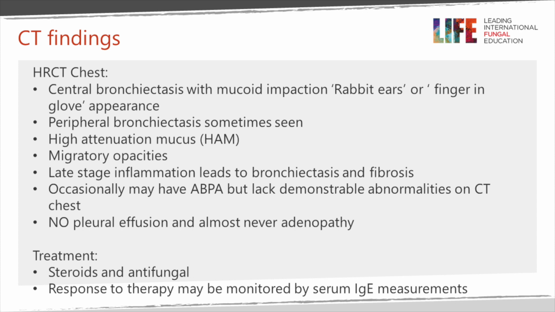Sometimes you will see peripheral bronchiectasis, but it's not as characteristic. And one of the most helpful features you see on a CT scan is high attenuation mucus. I'll show that in more detail on the next slide. Sometimes you'll just get migratory opacities where plugs which are less tenacious obstruct an airway, cause problems and then dissipate. And as I've said, the long-term inflammation can lead to this irreversible bronchial dilatation and fibrosis.